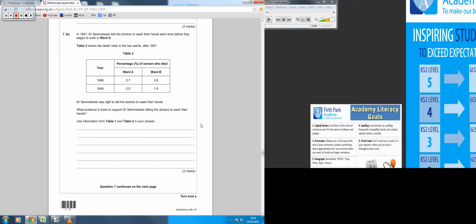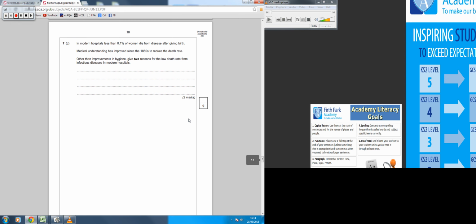Dr. Semmelweis was right to tell the doctors to wash their hands. What evidence is there to support Dr. Semmelweis telling the doctors to wash their hands? Use information from Table 1 and Table 2. So 3 marks available here, but you've got to back up your statements with numbers from Table 1 and Table 2.